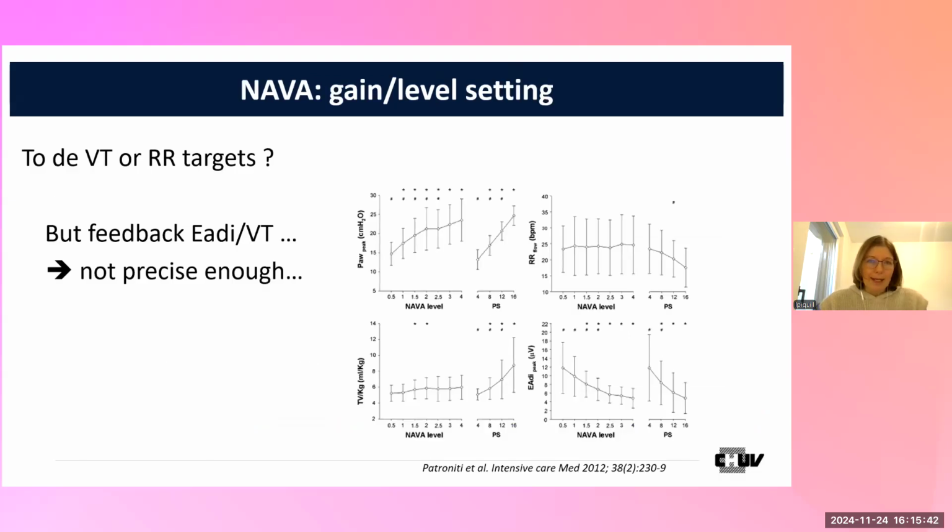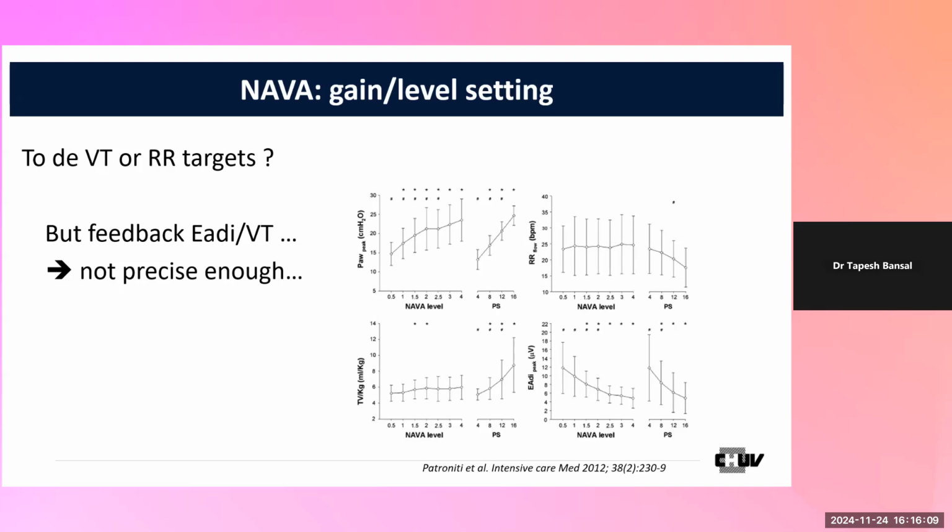How to set this gain or level? Then we could imagine to set it to target a given tidal volume or respiratory rate. We can do that, but as illustrated here in this paper, this way to do is not very precise because the range of NAVA level, precisely because of this feedback on the respiratory centers, is very wide for the same respiratory rate and tidal volume.